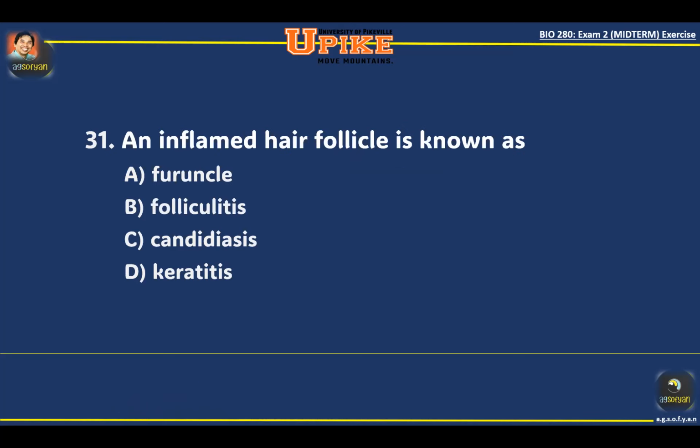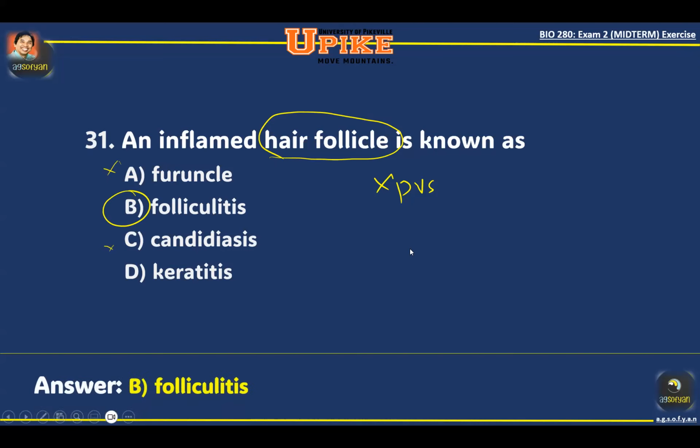An inflamed hair follicle is known as, so this is just inflammation. It's not really producing pus or exudate. So it's not furuncles. Remember, furuncles will produce pus. Candidiasis is caused by fungi, which is not it. So the answer will be folliculitis. This is inflammation of the hair follicle.